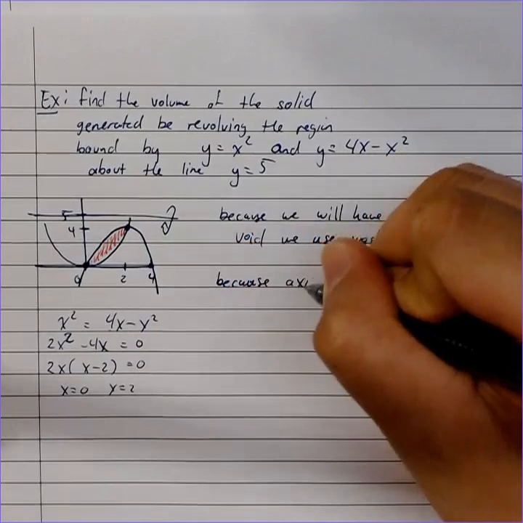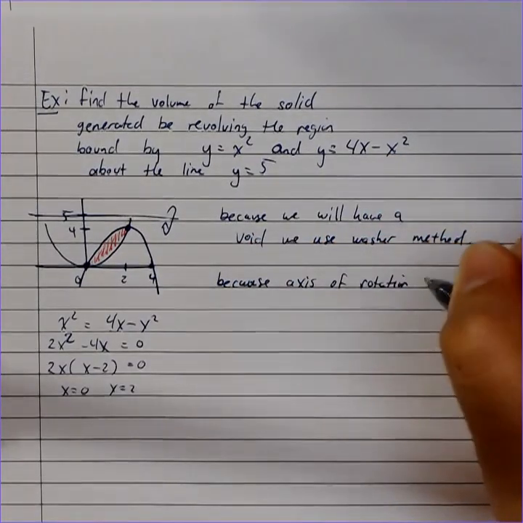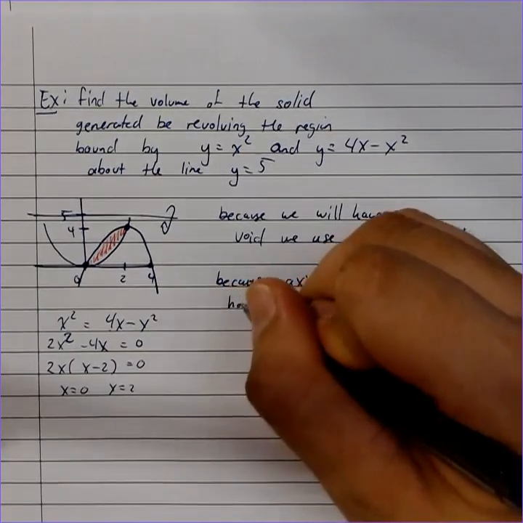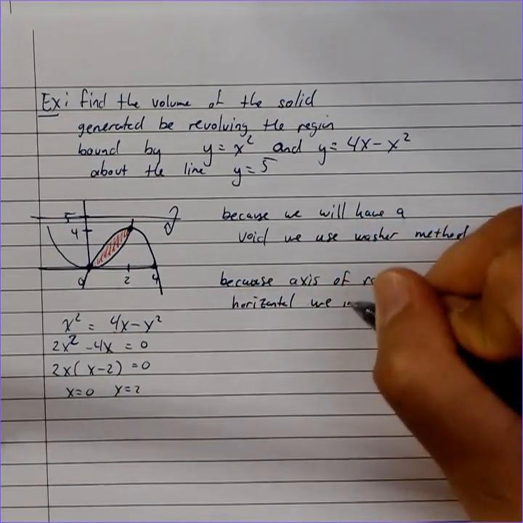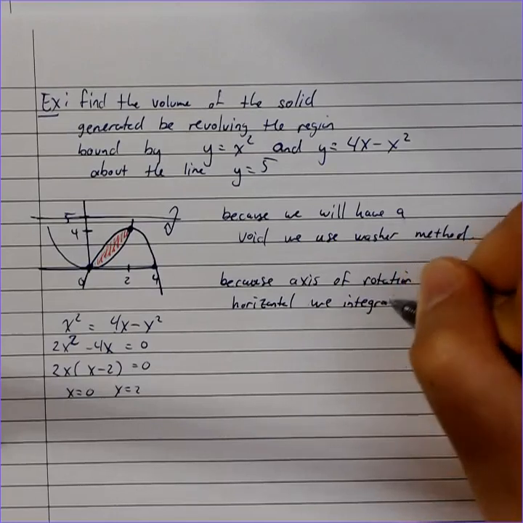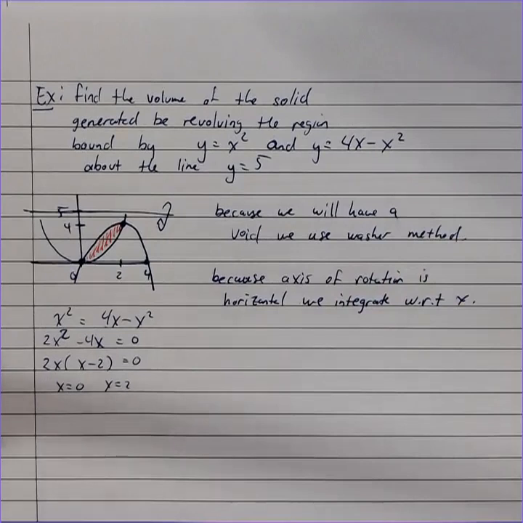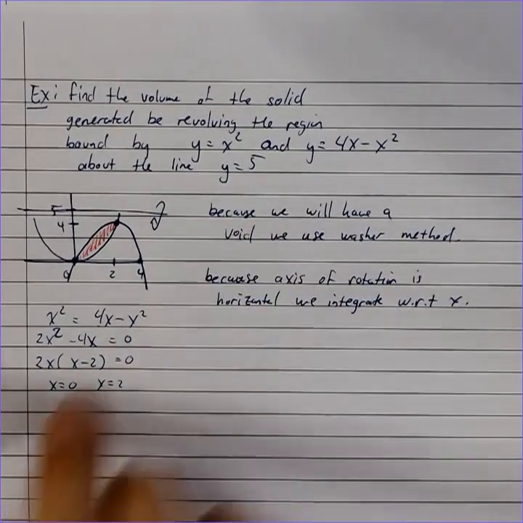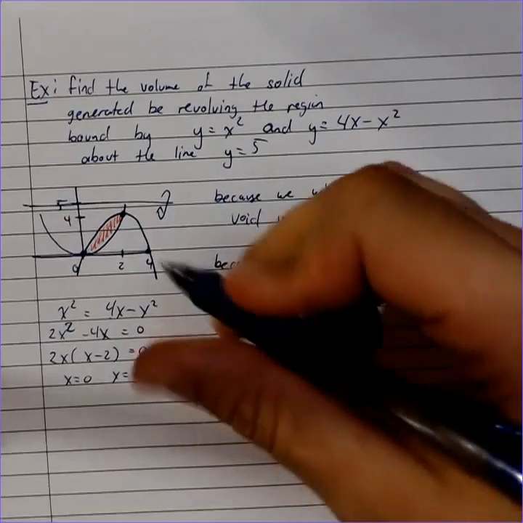Because the axis of rotation is horizontal, we integrate with respect to x. Okay? So that's going to be our setup. We're going to use that method using that variable. All right, so now we just start plugging things in and get our result.